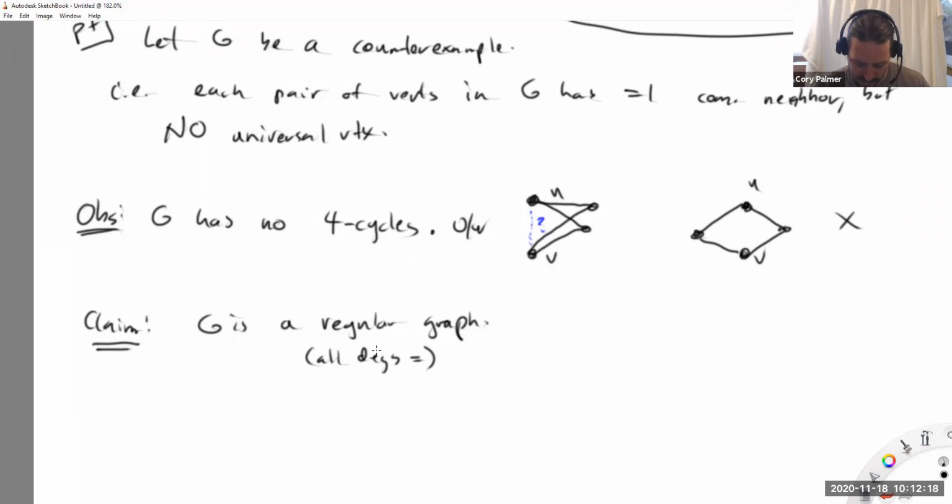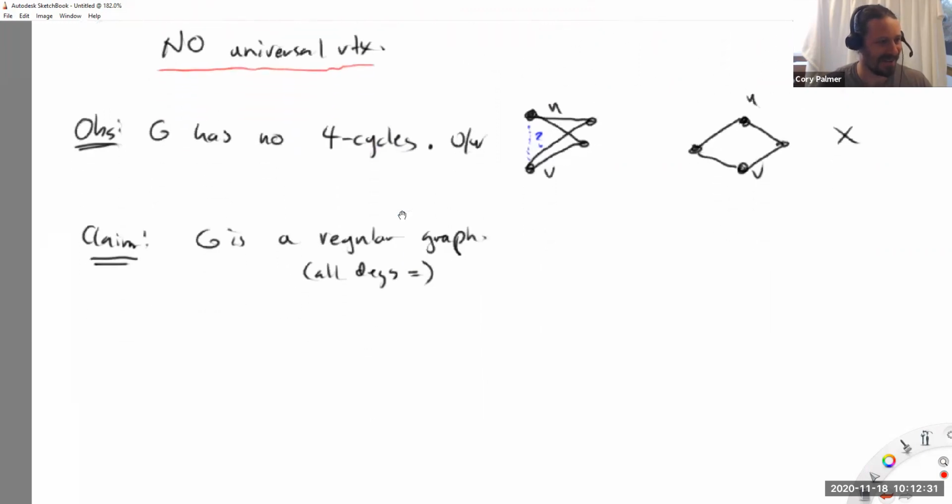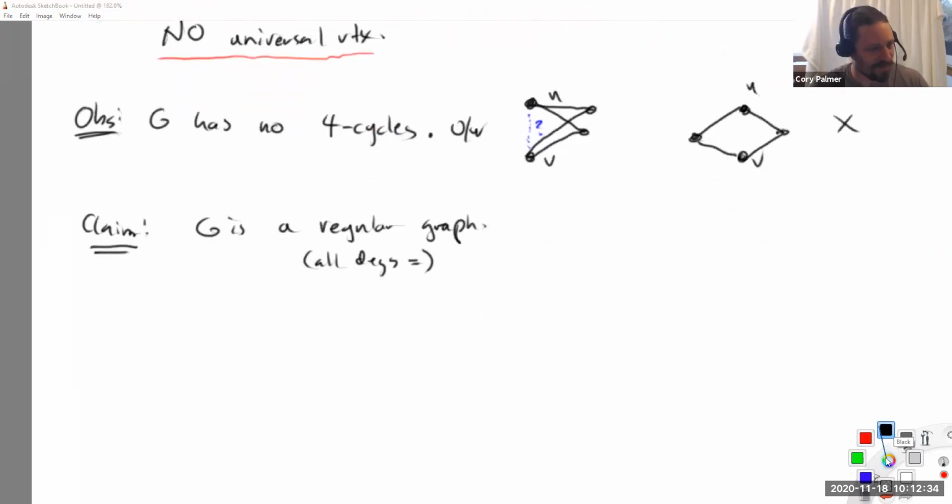Interesting. I have no idea where we're going to use this property. It's one of those things you go through the details of the proof, and I don't know. Let's keep it in mind. We ought to use it, but I actually don't know where it's going to come up. All right. So let's prove the claim that it's a regular graph real quick.